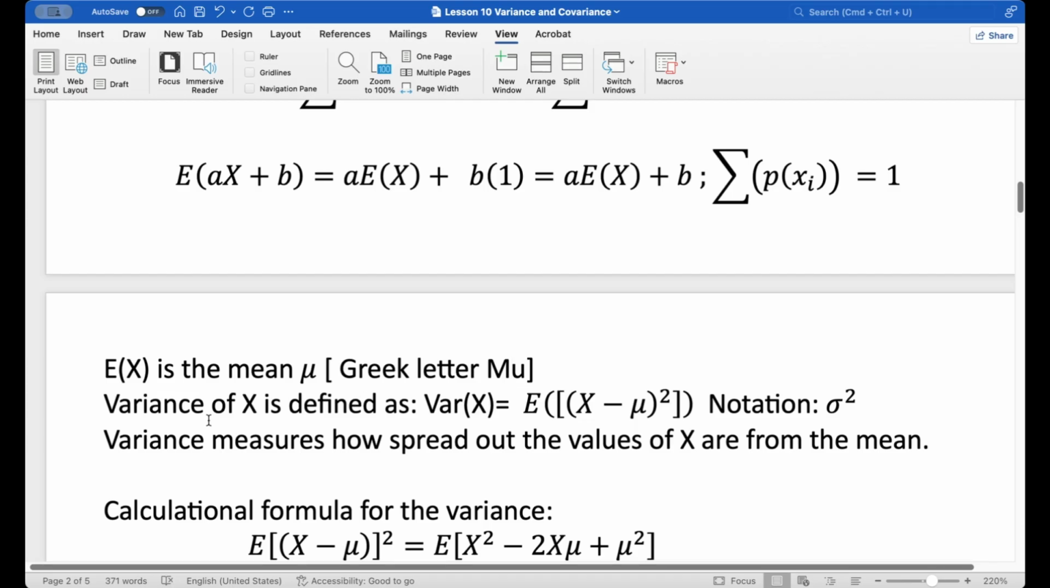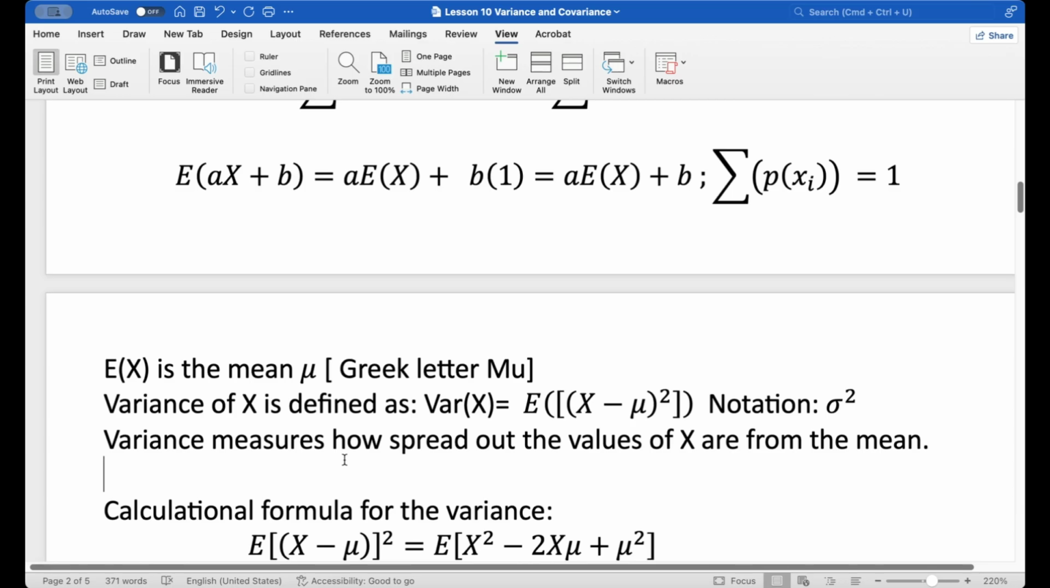Now we're going to define the variance of x, and that is the expected value of x minus mu squared. And the notation here is sigma squared to denote the variance. The variance measures how spread out the values of x are from the mean. We're taking the expected value of the squared difference of x and the mean.